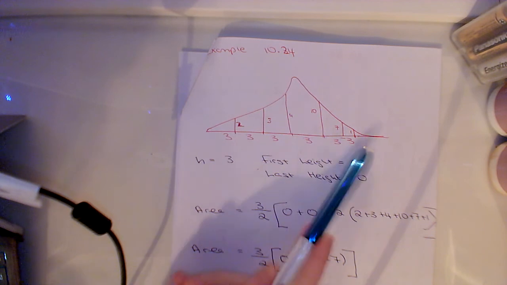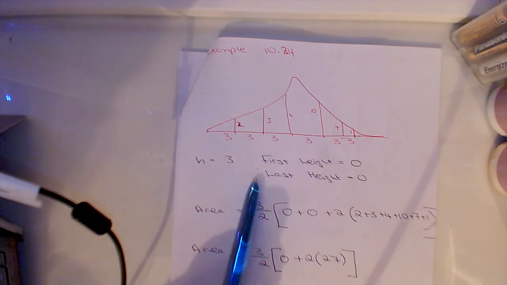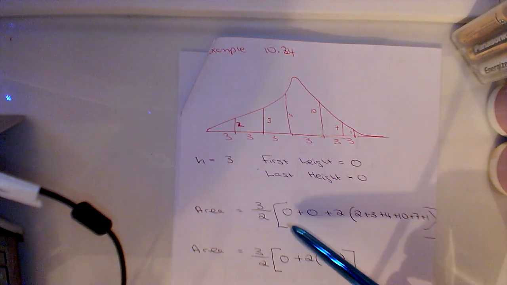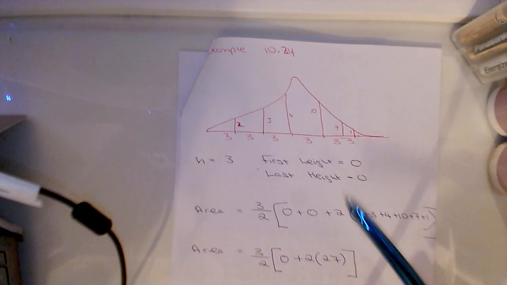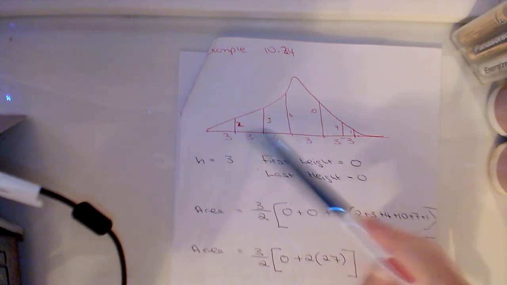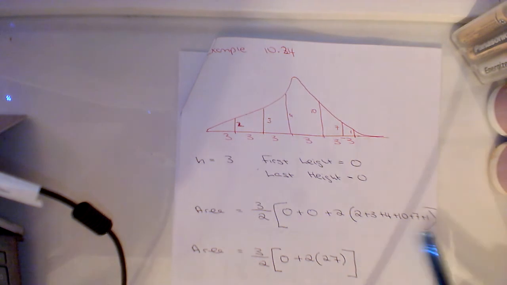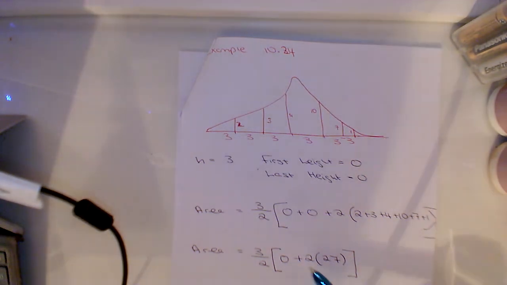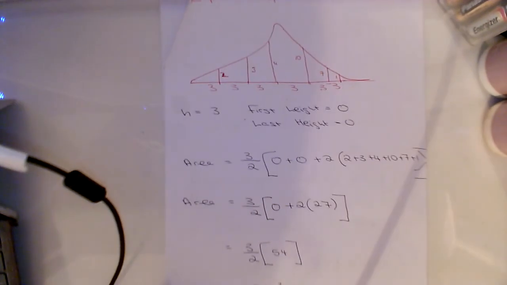Filling into my formula, h over 2, so I have 3 over 2, bracket. My first height is 0, my last height is 0, plus 2 times all the heights in between. So I have 2 plus 3 plus 4 plus 10 plus 7 plus 1. I worked it out, so I have 3 over 2, bracket 0 plus 2 times 27 when I add all of those heights up. And I get 3 over 2, bracket 54, and my final answer then is going to be 81 meters squared.